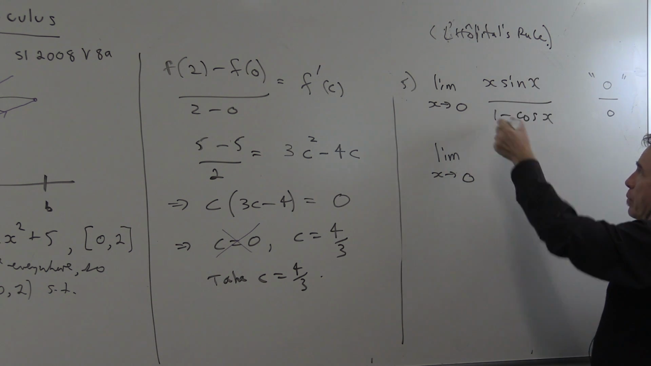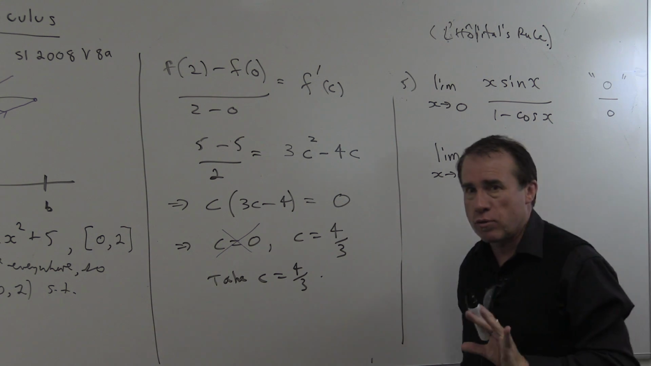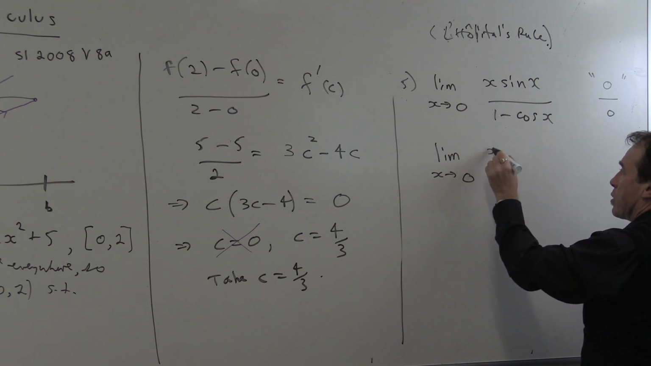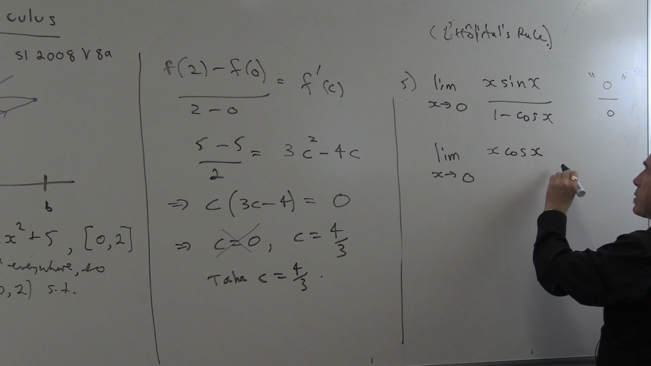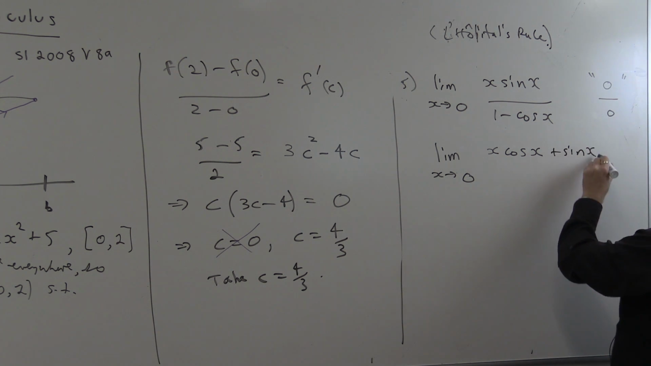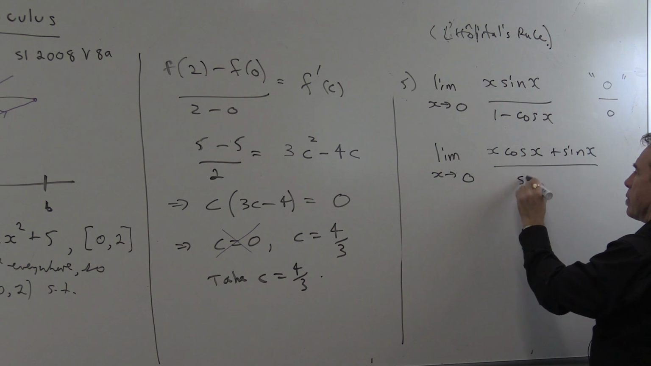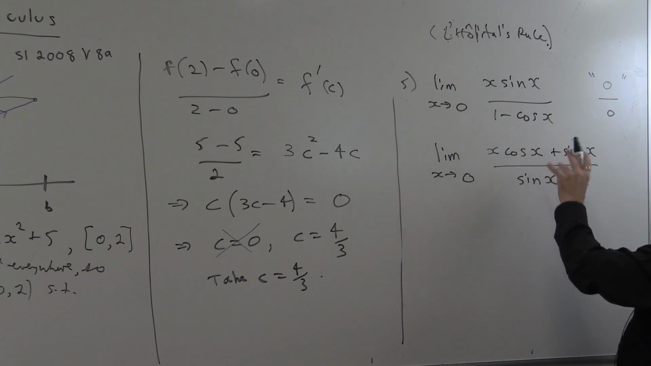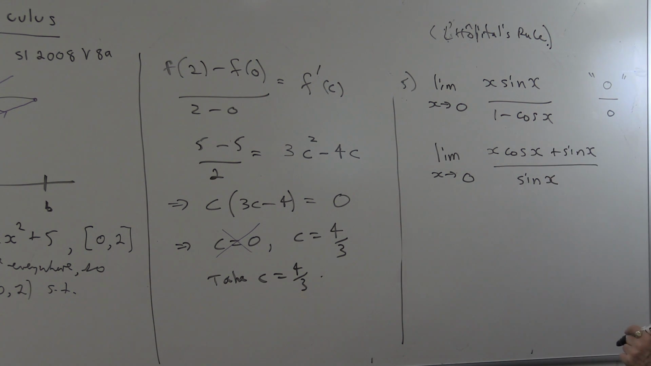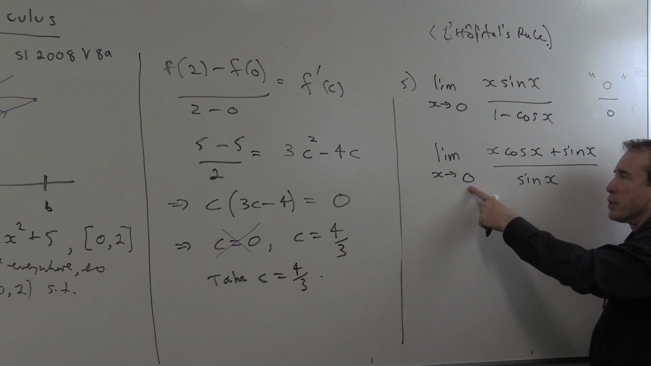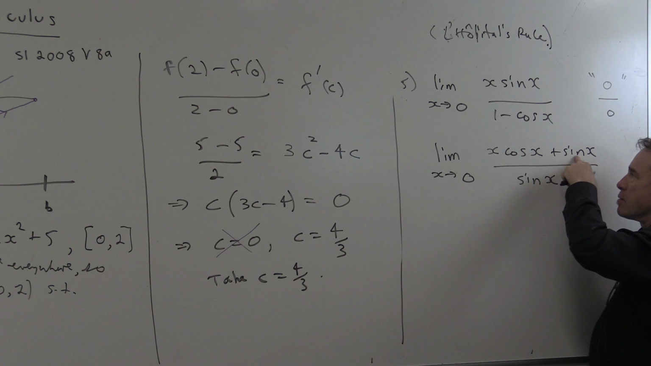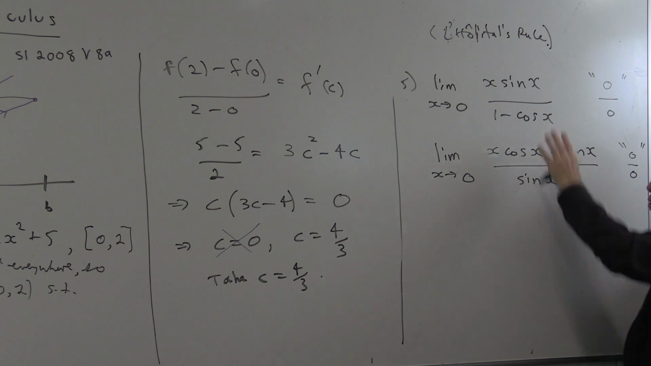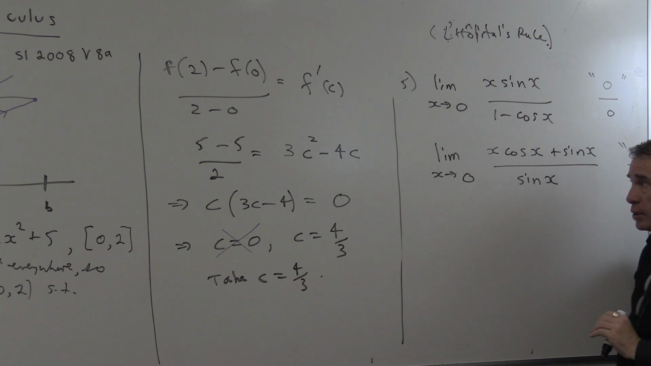Now I differentiate the top and the bottom independently. There's no quotient rule going on here, you just differentiate them independently. I have to use the product rule on the top, so that will be x cos x plus sine x. And on the bottom, I differentiate and I get sine x. So just check what I've done there: product rule on the top and simple differentiation on the bottom. Now the trouble is, when I put 0 in, I still get 0 there and 0 there, so this is still 0 over 0. So I don't know that these actually equal each other at the moment.